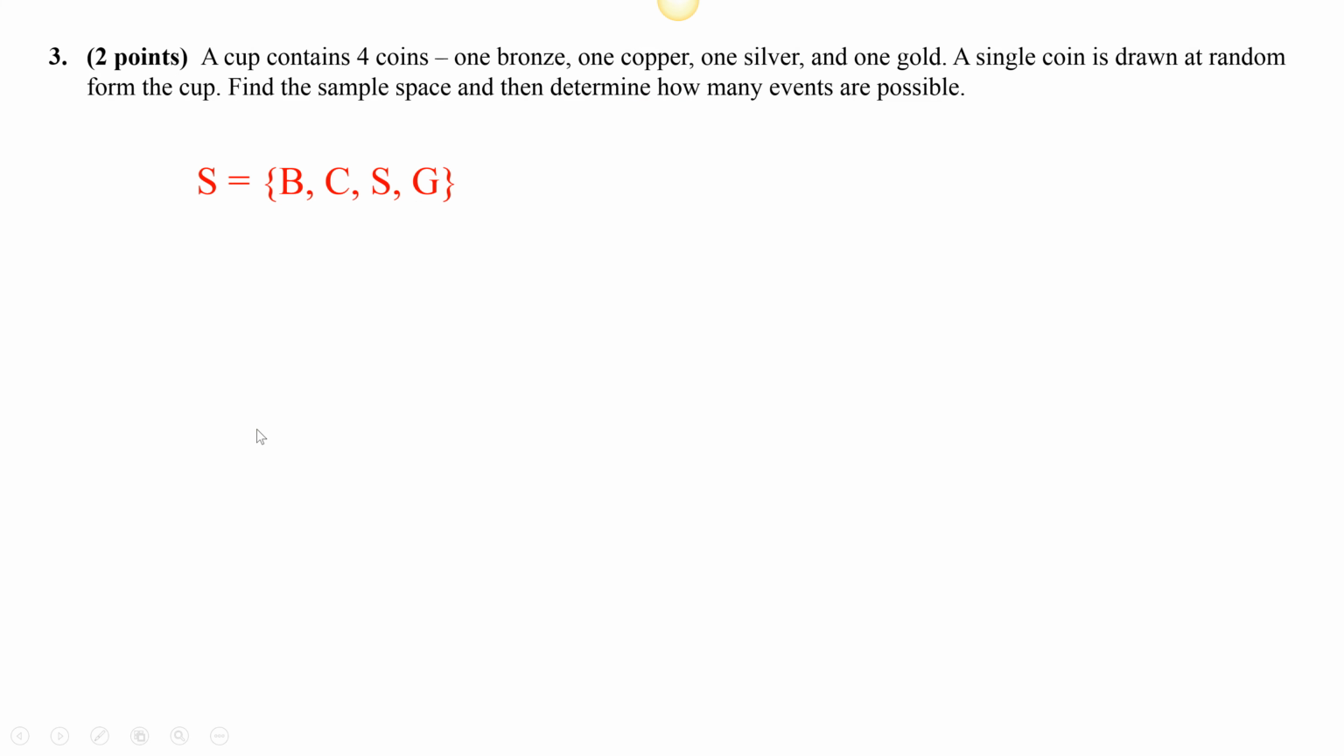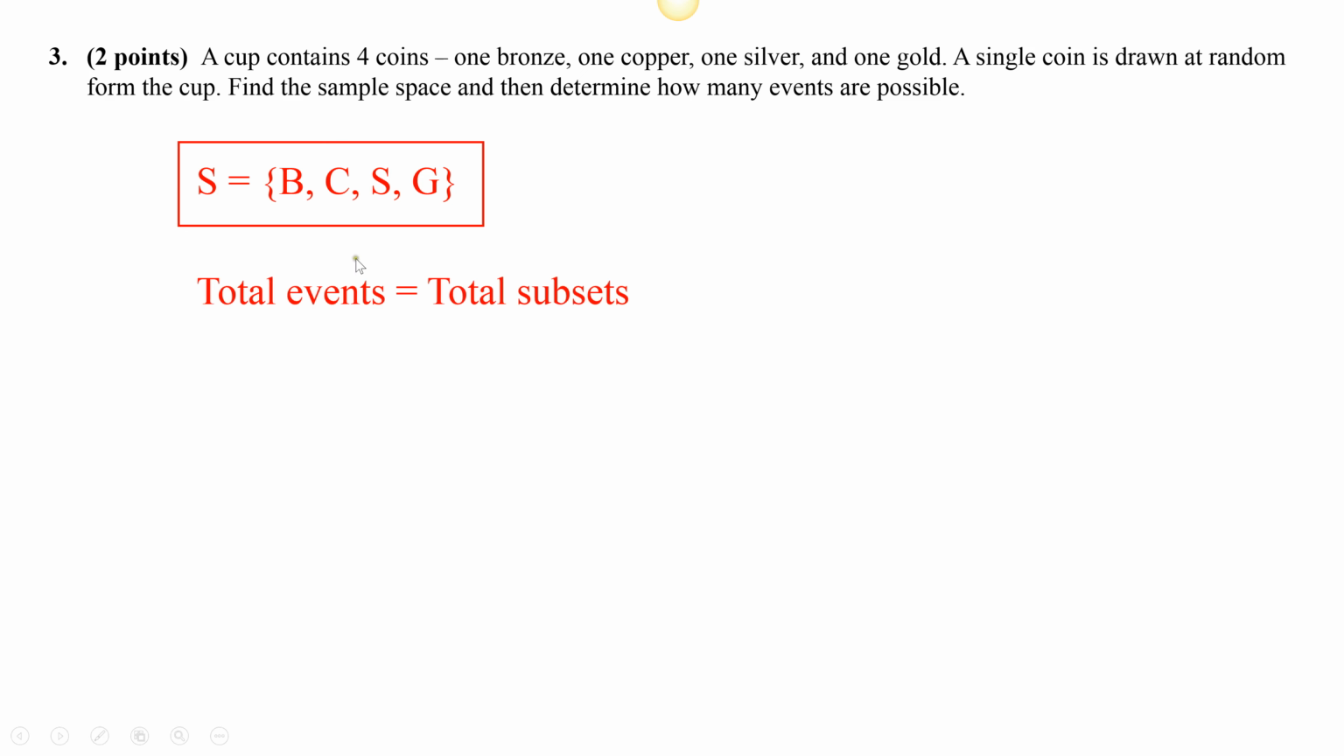Those are the total number of outcomes we could get, 4, okay? Since we're only drawing 1 coin. So that's the first answer. Then we want to know how many events are possible. Remember that total events is equal to our total number of subsets, okay? Those words are synonymous with each other. So remember that our formula for subsets was 2 to the n, where n is the number of outcomes in our sample space. So our events is equal to 2 to the n.